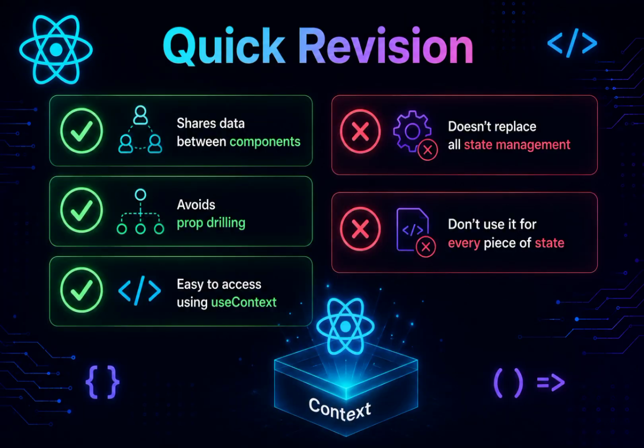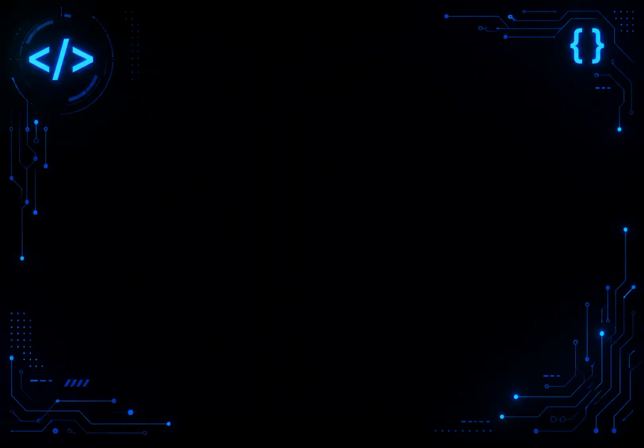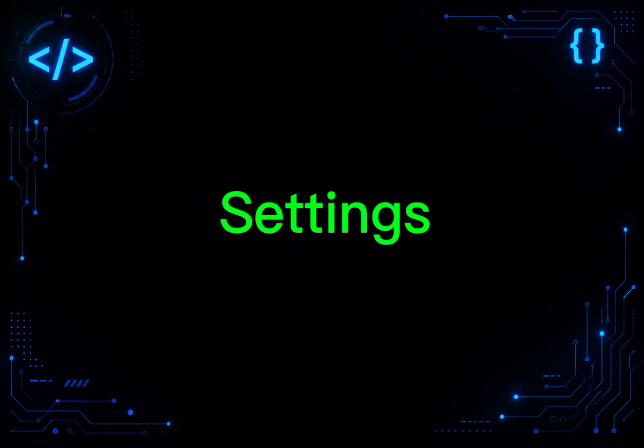Alright, let's do a quick revision before we finish. First, shares data between components. What does that mean? It means multiple components can use the same data. For example, your navbar, profile, dashboard, settings, all of them can use the same user information without creating separate copies.